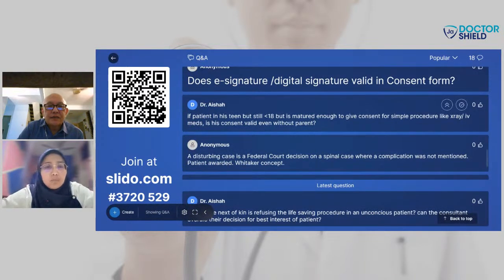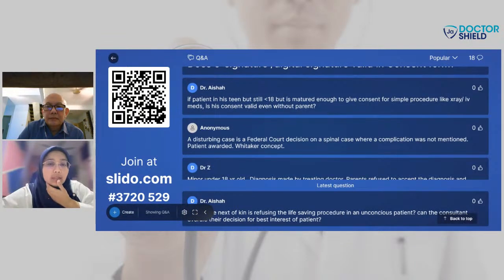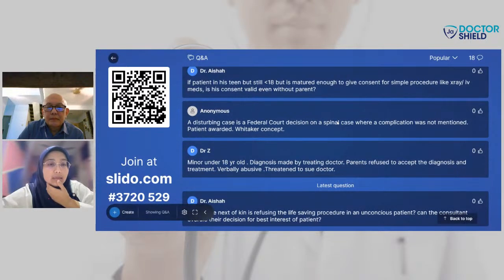Dr. Aisha asked if the patient is in his teens but under 18, is mature enough to give consent for a simple procedure like X-ray, IV meds. Is his consent valid even without parents? No. Basically, below 18, they are considered as minor, and therefore, they are not able to give an informed consent. So you still need the consent of the parents.